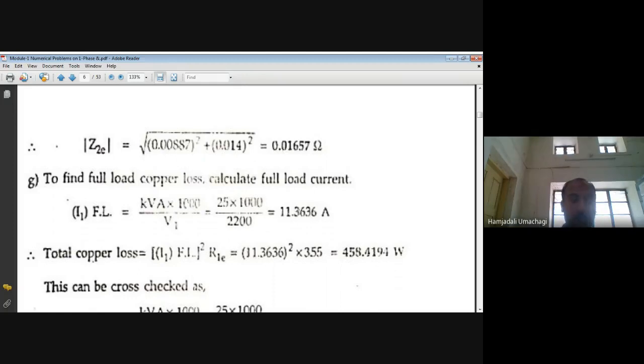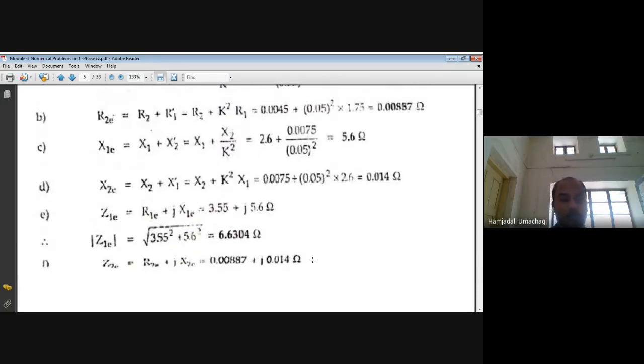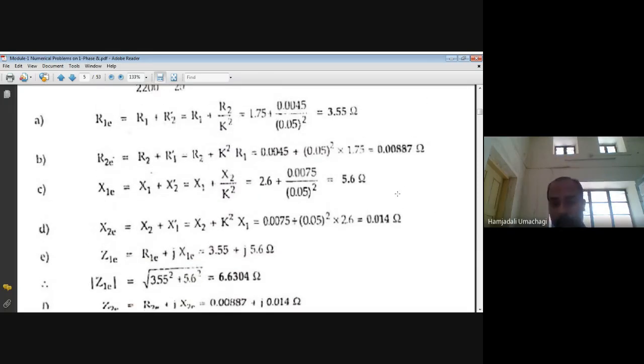So the primary side full load current is 11.3636 amperes. Full load copper loss means I square R, and if it is primary side, it means I1 FL whole square into R1E, the equivalent resistance on primary side. It is as good as I square R. So I1 FL whole square is 11.3636 whole square, into R1E. How much is R1E? You can see here the value of R1E in this case is 3.55 ohms.